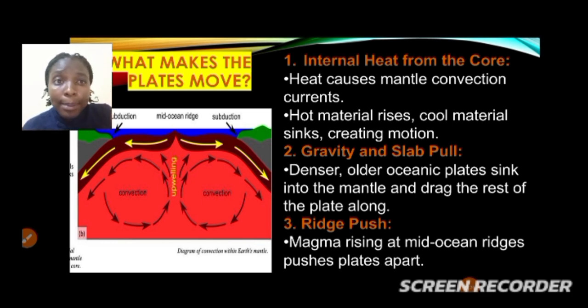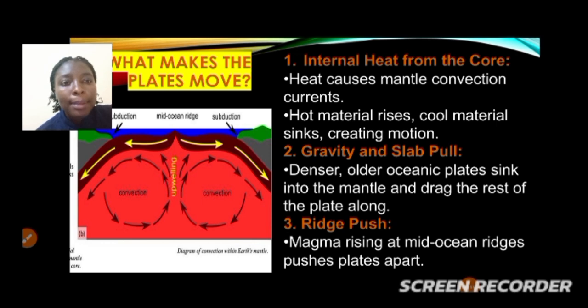Another thing that makes plates move, we have the gravity and slab pull. Gravity causes the denser and older oceanic plates to sink into the mantle and drag the rest of the plates along. Gravity and slab pull, here we mean the denser and older oceanic plates sink into the mantle and drag the rest of the plates along.